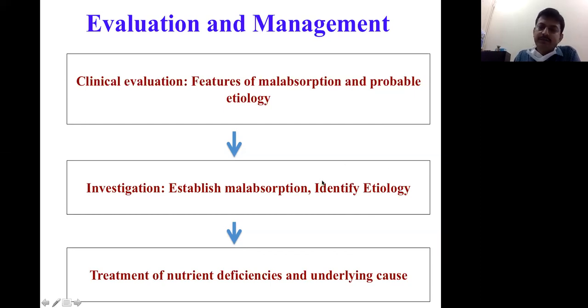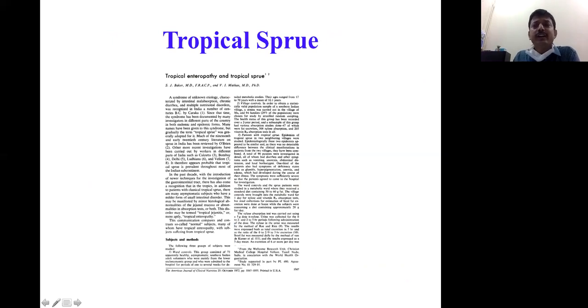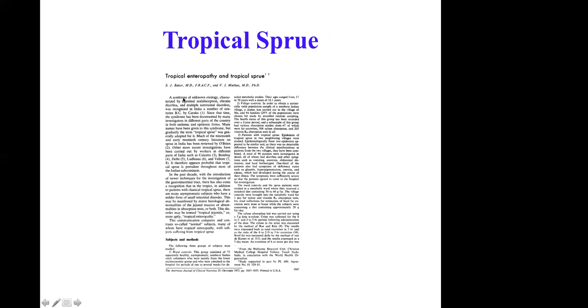Once you have identified an etiology, the next step is treatment. Treatment is two-part. You have to treat the underlying condition as well as the specific nutrient deficiencies which the patient has. Nutrient deficiency I'm not going to discuss. Even for the underlying cause, I'll discuss a few important conditions. One condition we should talk about is tropical sprue, because this is one condition where a lot of work has been done from CMC by Dr. Mathan and Dr. Baker, and CMC has contributed a lot to the knowledge of tropical sprue.